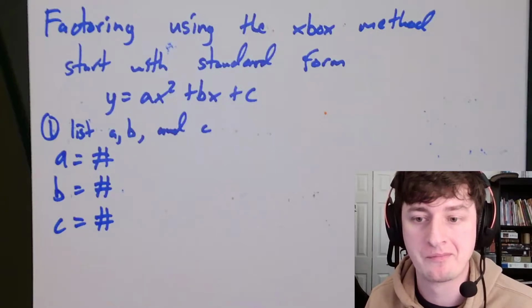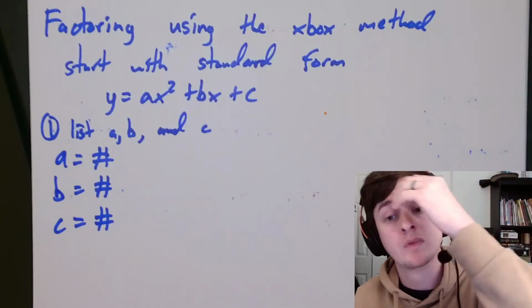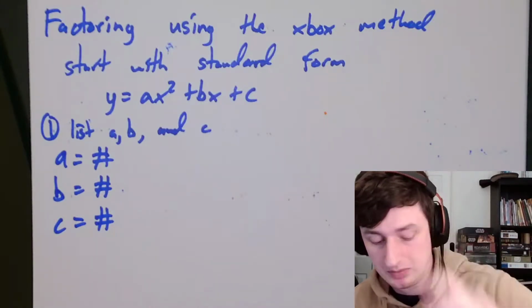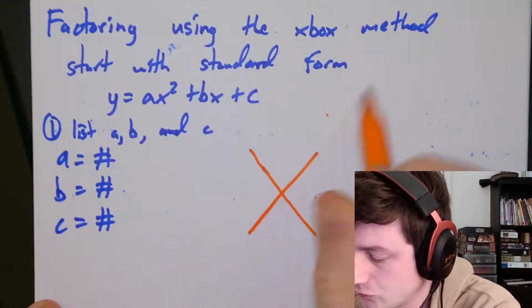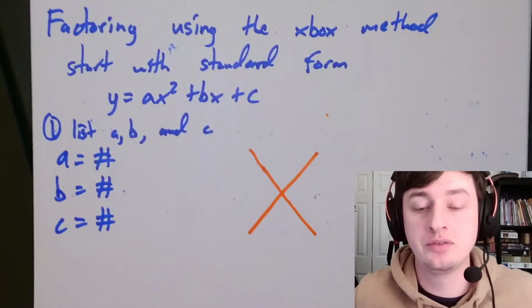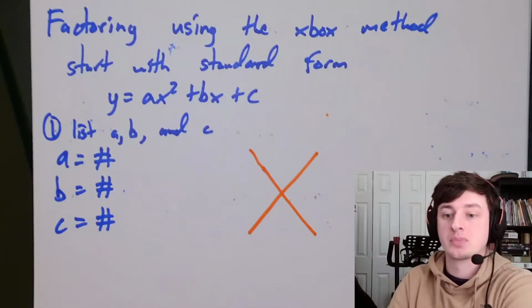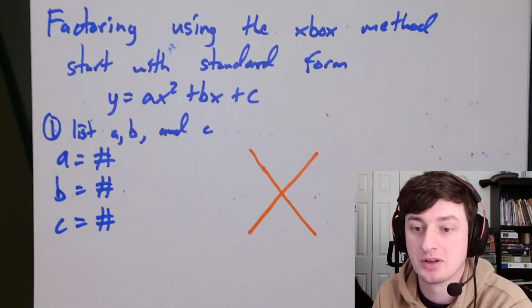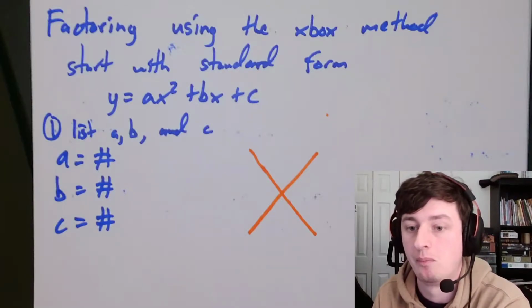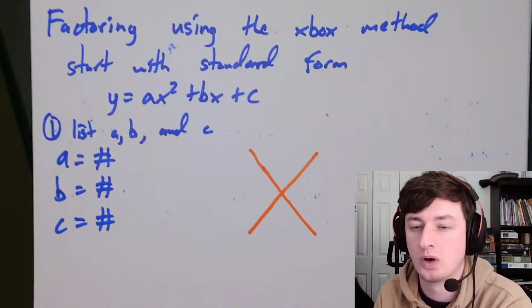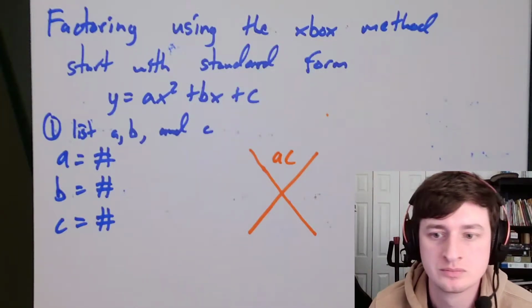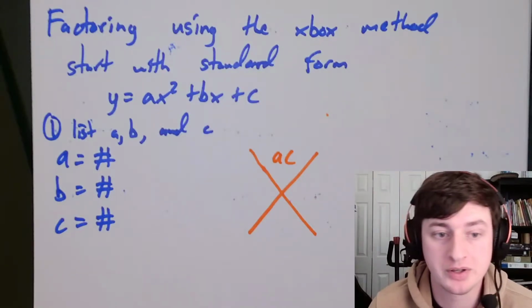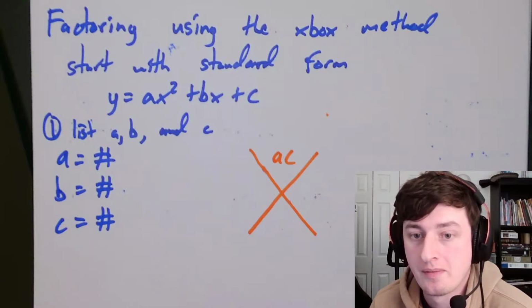List out a, b, and c. And then we're going to make an x. So here's our x part. Draw an x. And the top of the x is going to be, I'm going to make a statement and hopefully I don't have to retract it, I'm pretty sure it's AC. So we're going to multiply AC up here. Whatever those two numbers are, multiply them together, they go on the top of our x. And then the bottom is going to be b.